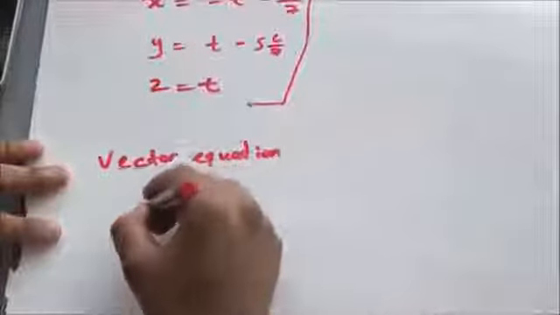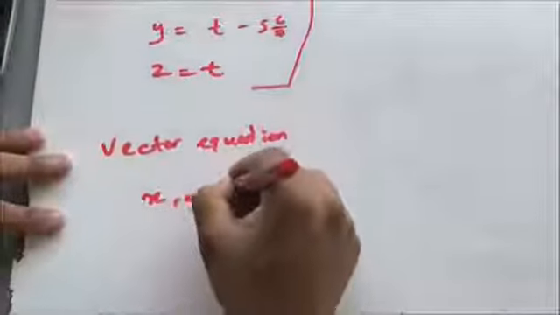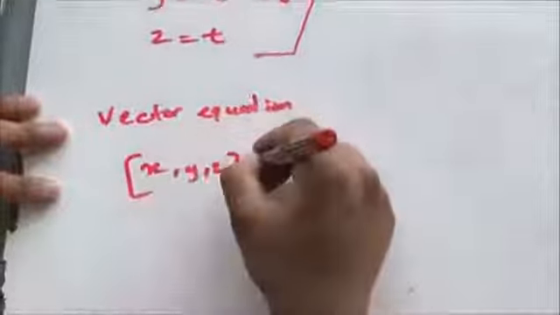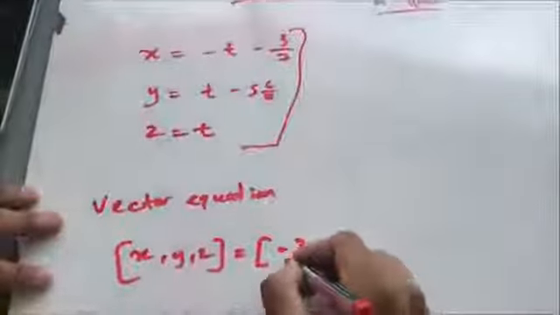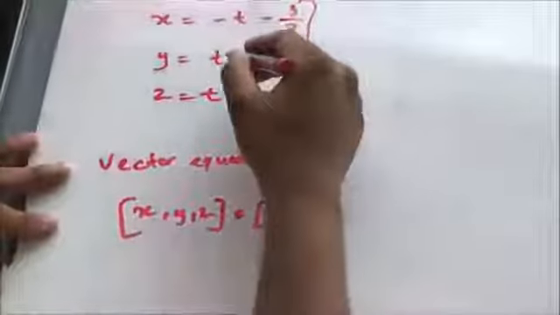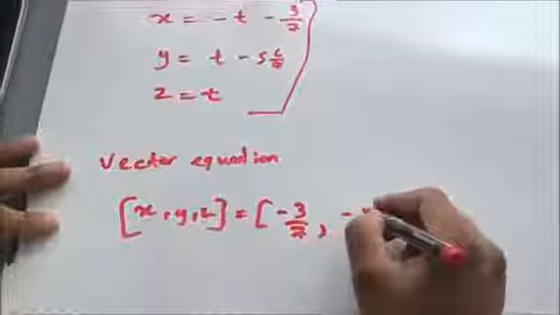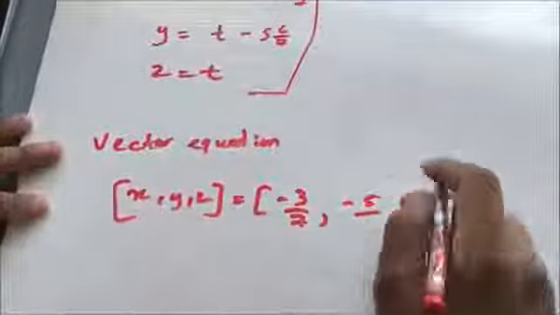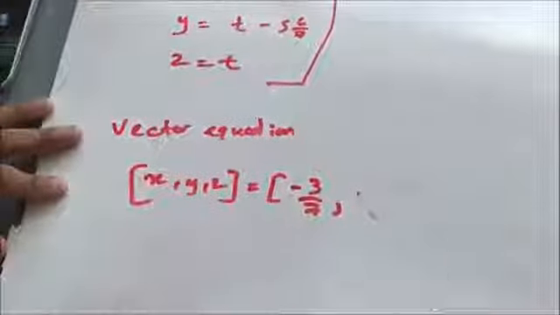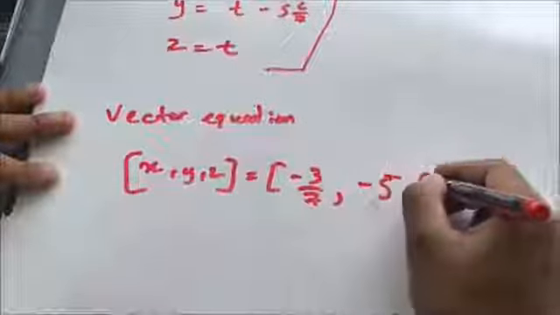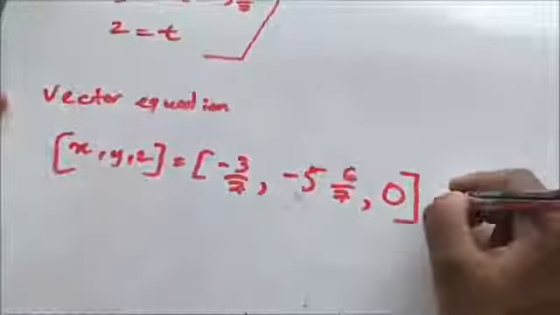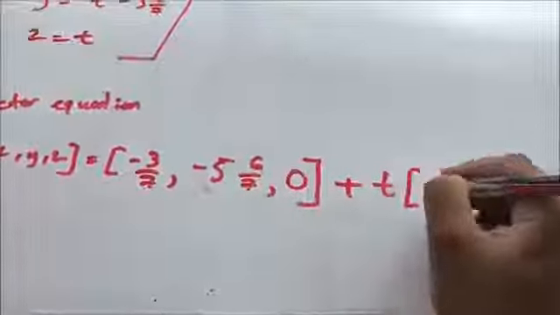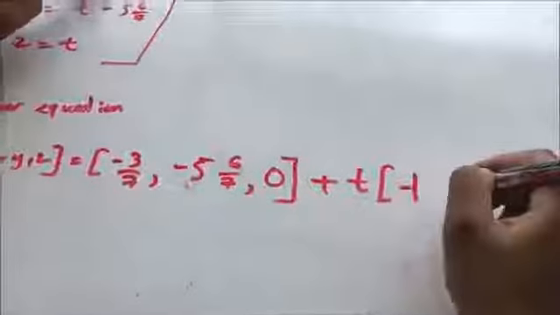In order to get our initial point, let's just take t to be equal to 0. So if t is 0, we know that x is -3 over 7. We know that y would be -5 over 7, and we know that z would be equal to 0, plus t times -1, so we just factor it out from there.